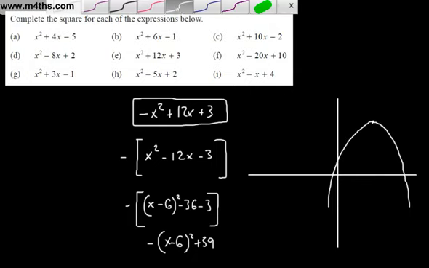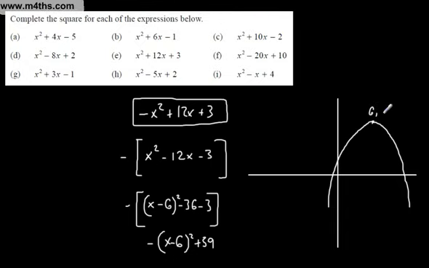So this point at the top here is going to be the point (6, 39), and this right here is going to be a maximum. Okay, so your axis of symmetry here, but this is a maximum point. We can also use completing the square to solve, and I'll give you some examples of this.